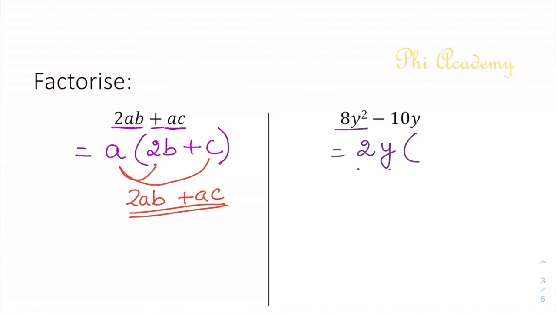So first with the numbers, 2 times what will give me 8? It is going to be 4. y times what will give me y squared? Another y. And then moving on, 2 times what will give me 10? It's going to be 5. And then y is already here, so we don't need another y there. But plus 2 has to be multiplied with a minus 5 to give me a minus 10y. And that is my final answer: 2y bracket 4y minus 5.